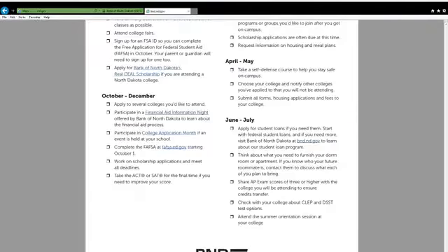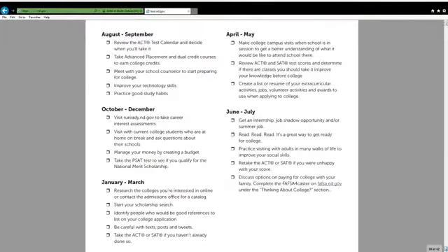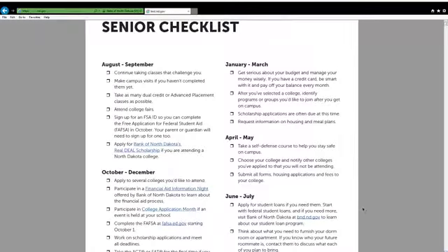But we do update these every year. Usually stuff doesn't change too much between these different checklists. But if you do need these, they're right here in the college handbook. And then we will be giving them out at the college fairs. And of course, all of the guidance counselors in the high school usually have these on hand as well. So that is resource number 1, those student checklists.